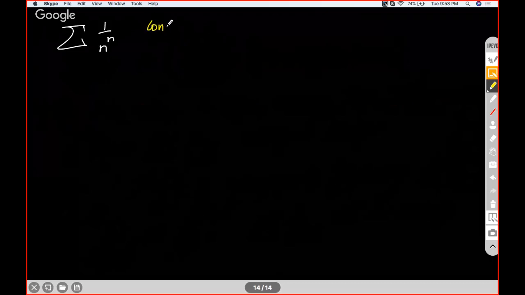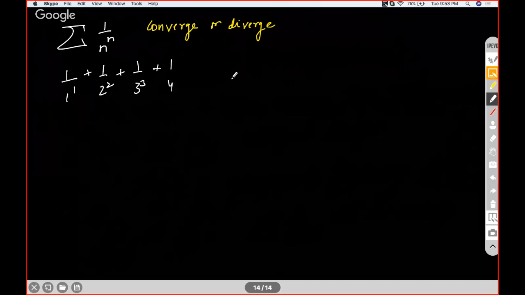Does it converge or diverge? Now, when you say this, it's actually 1 by 1 to the power 1, 1 by 2 to the power 2, 1 by 3 to the power 3, 1 by 4 to the power 4, all the way till infinity, right? Yeah, so p is greater than 1, so it converges.